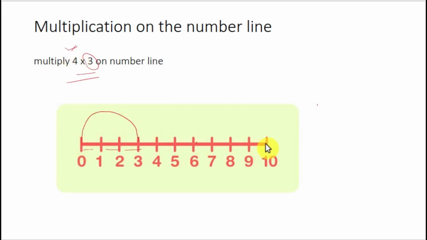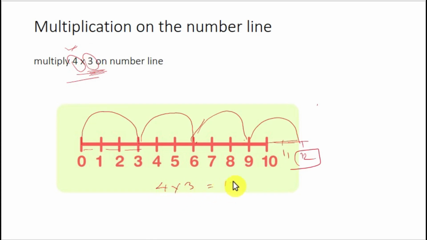Here it is not sufficient. I will add. 1 jump I have jumped. So next 3 units I have to jump. 1, 2, 3 units. Again third jump. 1, 2, 3. Then 1, 2, 3 again. So we have to jump 4 times. 4 jumps, each jump will have 3 units. So the answer is 12. 4 into 3 equals 12.